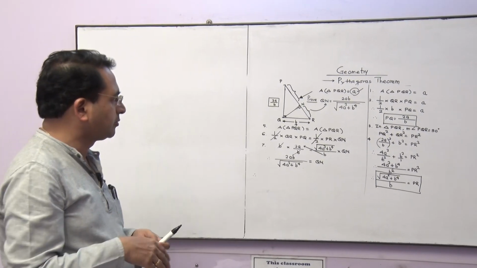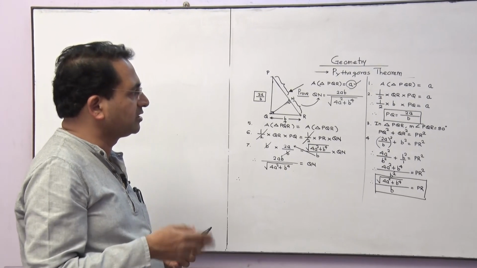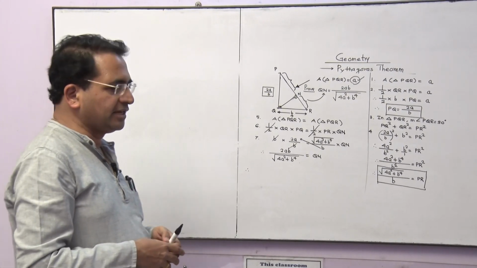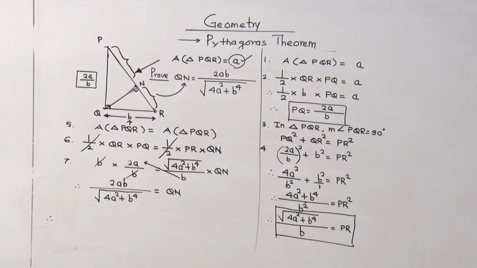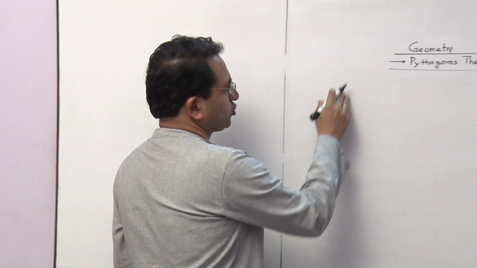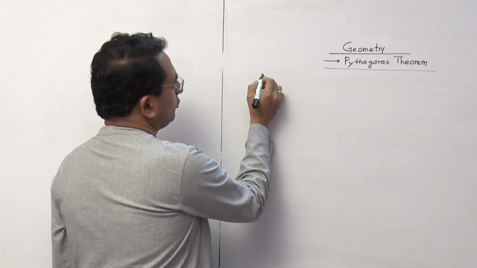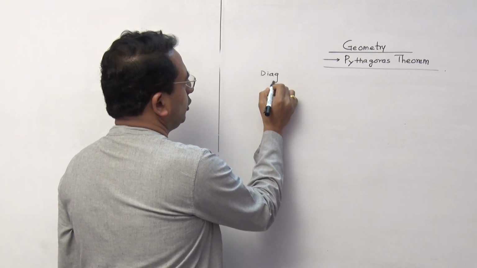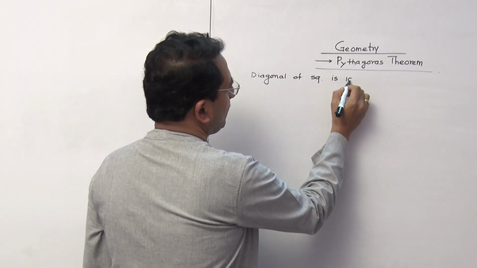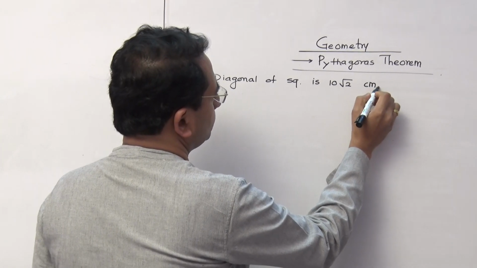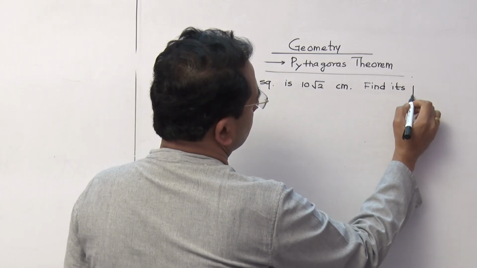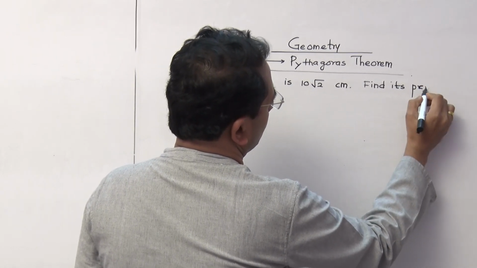Let us discuss 2-3 more concepts or 2-3 more areas where you may write the solution a little lengthy, but actually that is not expected in the exam. Let us try that. Okay, there is something which is the most important part here. Now the question they ask you: a diagonal of a square is 10 root 2 centimeter. Then they ask you to find its perimeter.